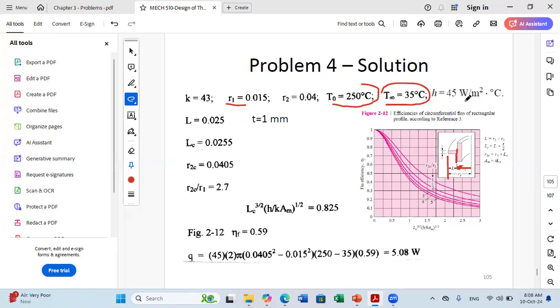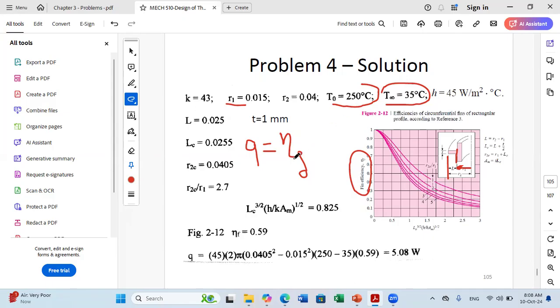This is a relatively simple example because, as we have seen together, for a fin we have a graph. From the graph, we can find the efficiency of the fin. So from the graph, we will read the value of efficiency, and we will multiply this efficiency by the maximum possible heat transfer if the temperature of the fin was at T base, which is 250 degrees.